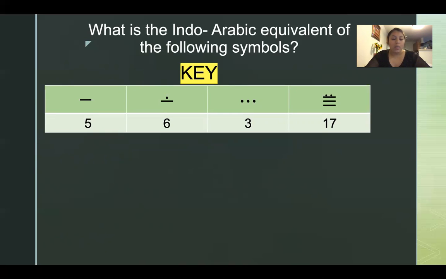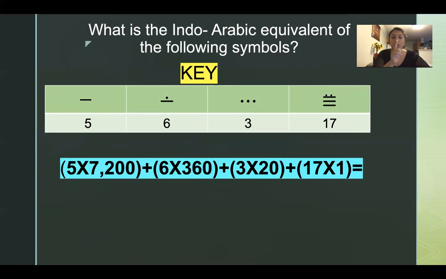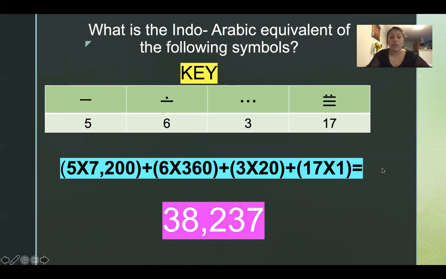And now if we add up, we have to start from the top to bottom. It states the rule is starting from top to bottom, it's 7,200, 360, 20, and 1. So it starts from left to right. So we would have to do 5 times 7,200, and then 6 times 360, and then 3 times 20, and 17 times 1, which gives us a grand total of 38,237.